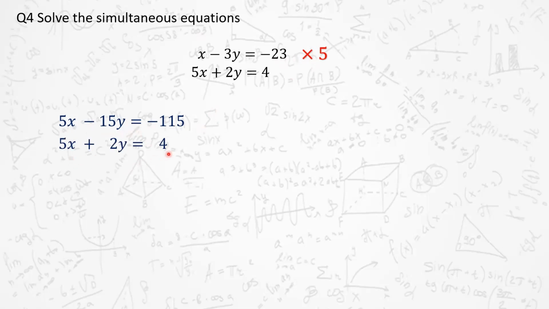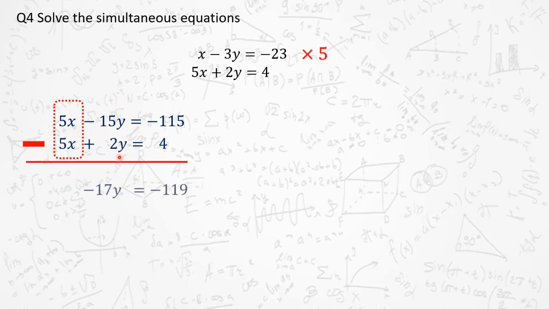No change for the bottom equation. Copy it down. Because the x terms are the same, I need to use minus. 5x minus 5x is nothing. Minus 15y minus 2y is minus 17y. Minus 115 minus 4 is minus 119. So y equals minus 119 divided by minus 17 equals 7.